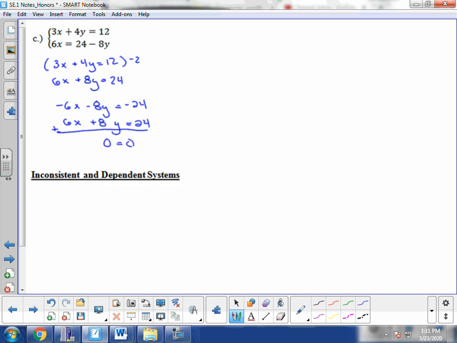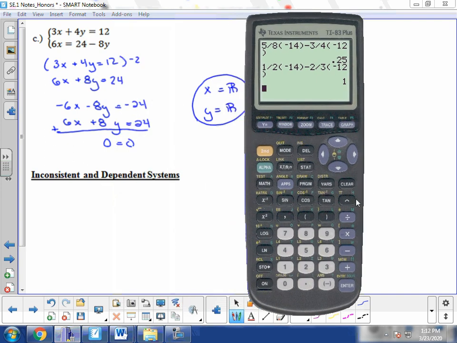And this is true, but it doesn't tell us anything about x or y. So what we know here is that both x and y are actually all real numbers. So this is going to have an infinite number of solutions. The solutions are going to be set by an equation. So if we rewrote one of these equations for y, let's actually go ahead and do that. Let's do this graphically. Let's go ahead and rewrite these equations.